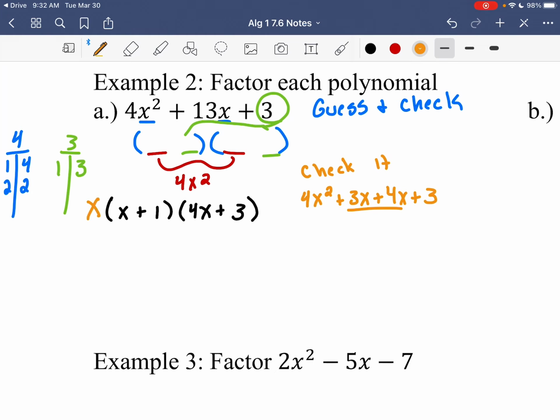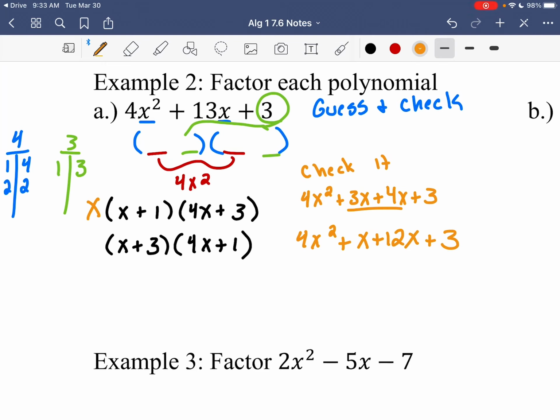Let's try it again. Well, now instead of just scrapping and doing all new numbers, let's stick with the 1 and the 4 and the 1 and the 3, but now let's just switch their order. So instead of x plus 1, let's do x plus 3, and 4x plus 1. So we're just switching which one's with which. Here the x is with the 1. Now we're putting the x with the 3, and the 4x with the 1. And again, we're going to check it to see if it works. So we'll distribute. x times 4x is 4x squared. x times 1 gives me plus 1x. 3 times 4x is plus 12x, plus 3.